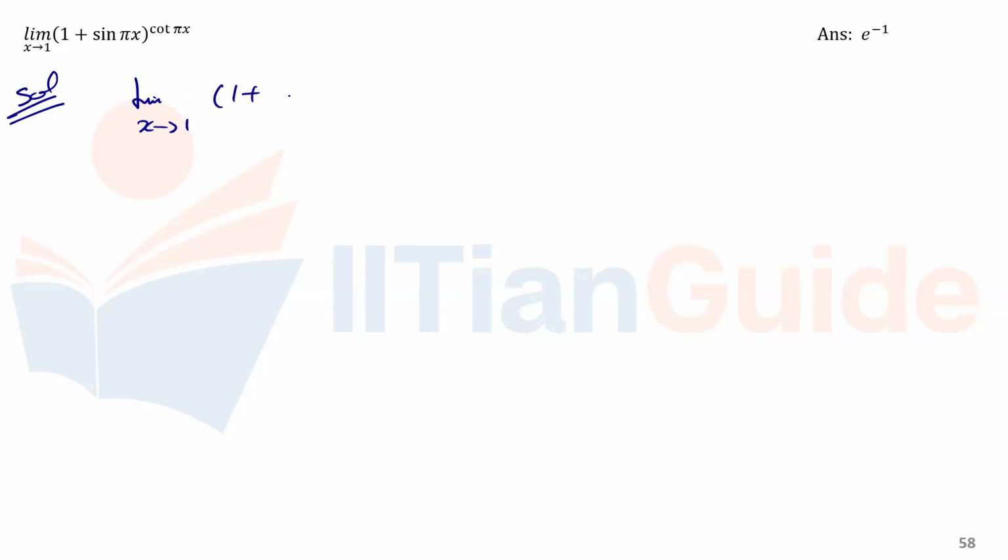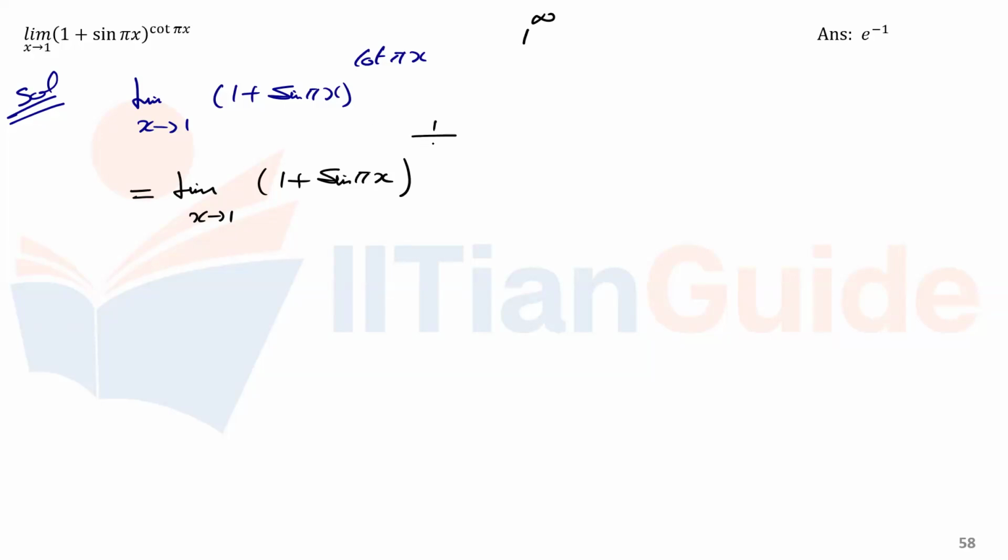We have (1 + sin πx) whole power cot of πx. पहली बात, we need to decide in which form it is. If we put x to be 1, I am getting 1 + sin pi, sin pi is 0, so basically 1 + 0 power infinity, or basically 1 power infinity form, so we can apply the binomial formula. It is given in the formula form. x tending to 1, 1 + sin of pi x. Okay, as I told you, in the power term I need the reciprocal of sin pi x.